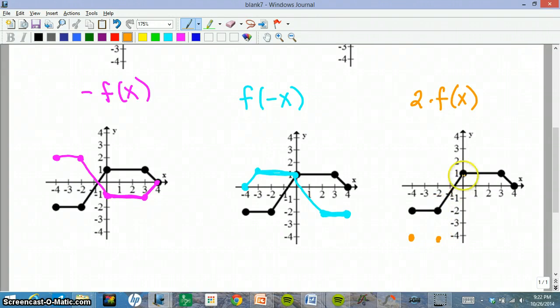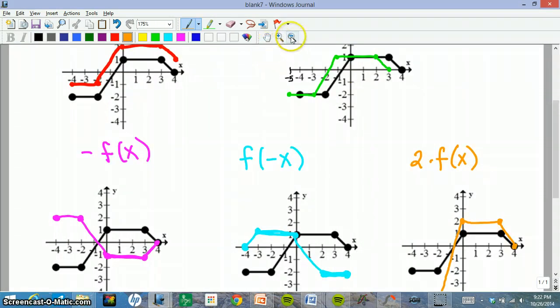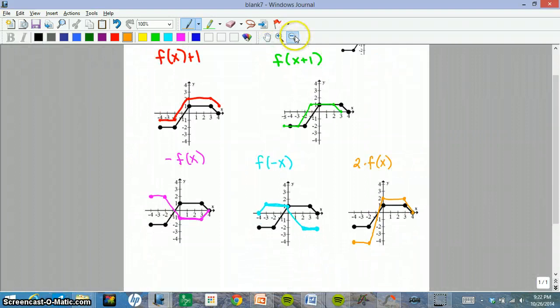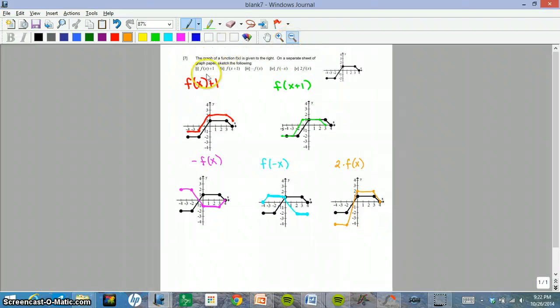0, 1, double the output. 0, 2, twice the outputs. 3, 1 becomes 3, 2. And 4, 0 still remains 4, 0. We connect this as carefully as possible. And that's it. So know your transformations. Know how to sketch them given a graph. Given in function notation, know how to generate any of those graphs.